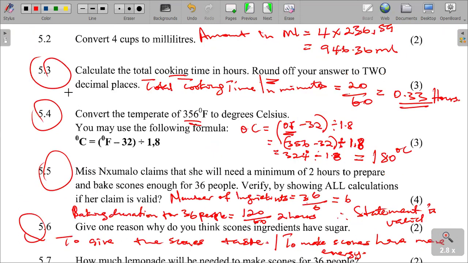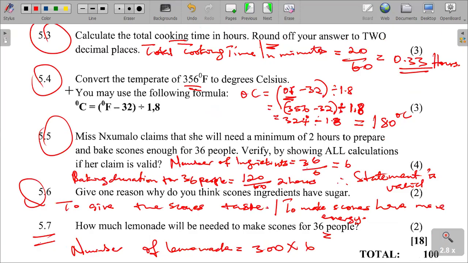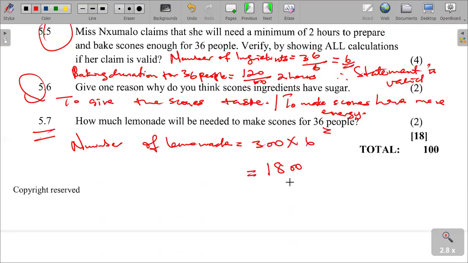Because remember we said that 36 we divide by the number of ingredients. We need 6 of these. So it is 300 times 6 because we need 6 of the lemonades. We need 6 of them because the number of ingredients needed is 36 divided by 6, and then we get 6. So 300 multiplied by 6 gives us 1,800, which is the number of lemonades.